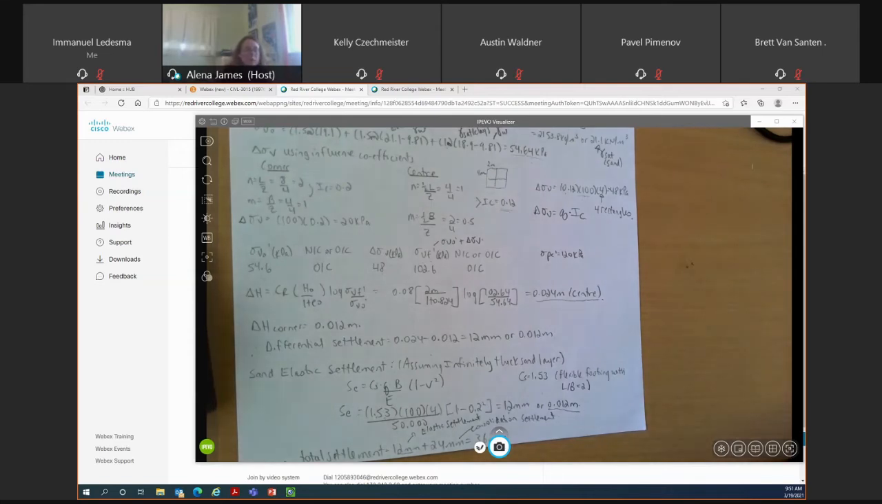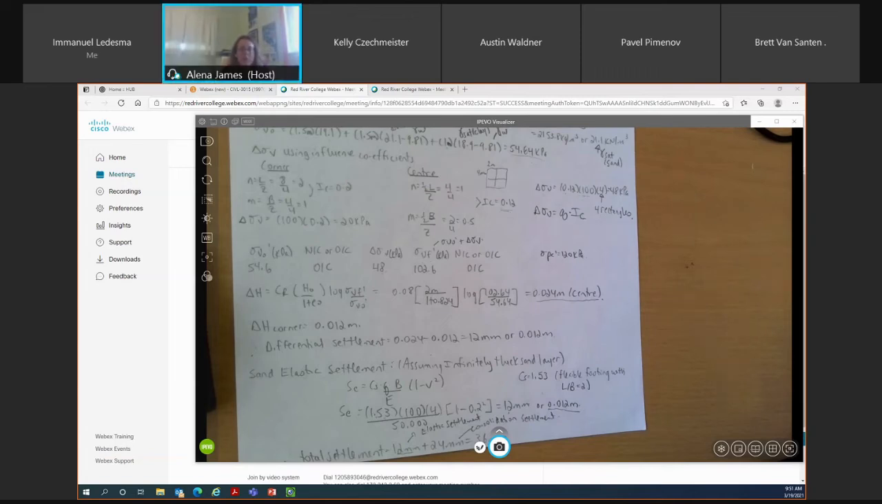Oh, I got lots of questions. Okay, I'm going to go to the top. Is the total settlement always at the center? Yes, we always take it at the center, typically, unless they ask us otherwise, because the amount of settlement at the center is always the greatest compared to the corner. So we always take the worst case scenario.